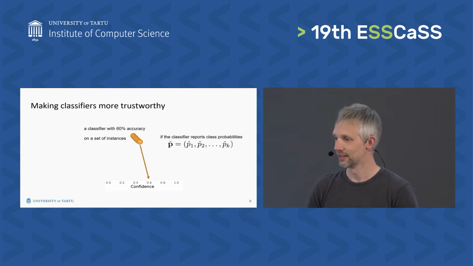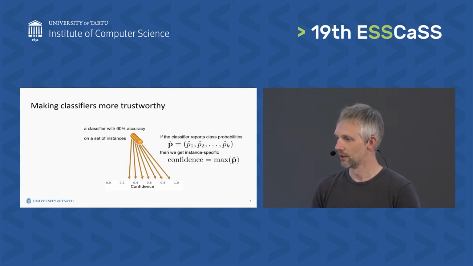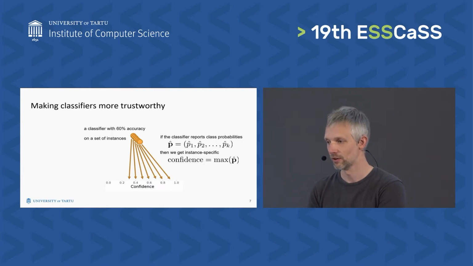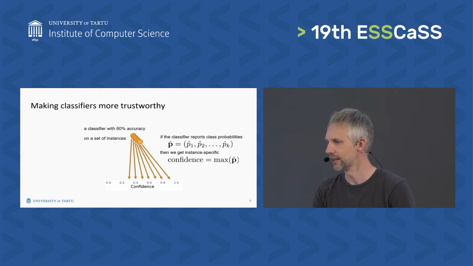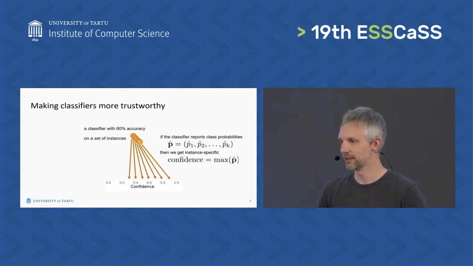What we want is actually to get instance-specific confidences. So for some cases, the model is more confident, but because the overall accuracy is still 60%, it cannot have higher confidence in all instances. So necessarily, on some other instances, it is less confident. And confidence relates to class probabilities: if the classifier reports class probabilities, one for each class, then the highest of those probabilities is going to be the confidence.